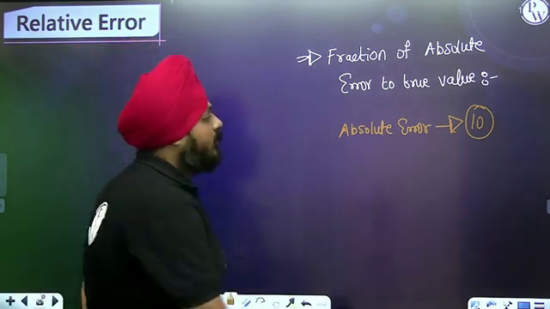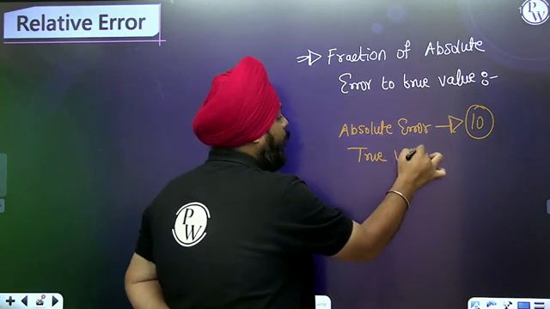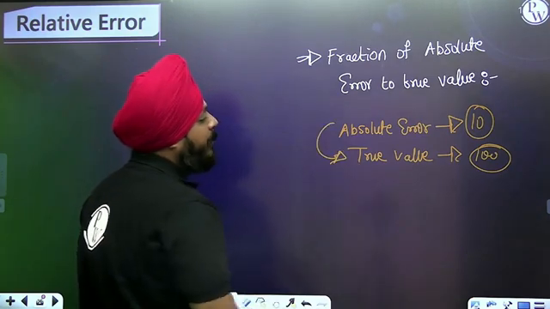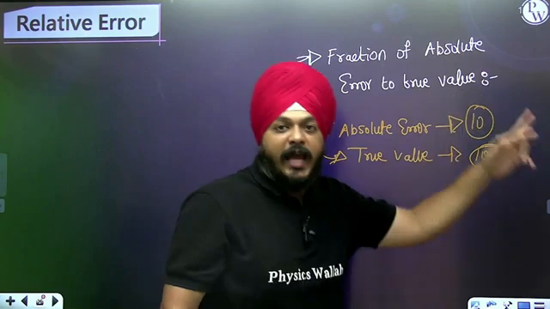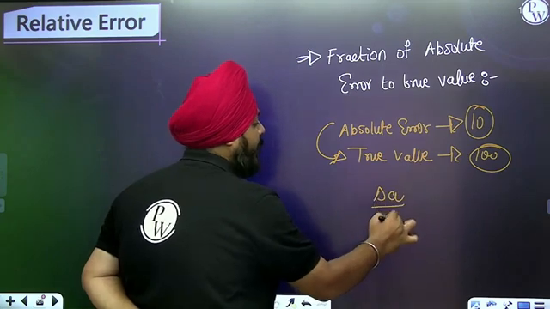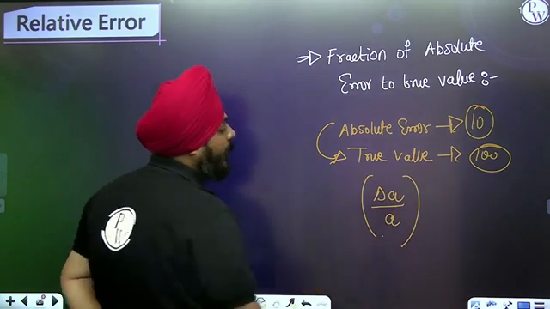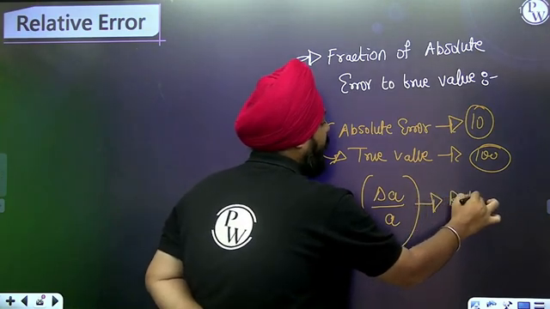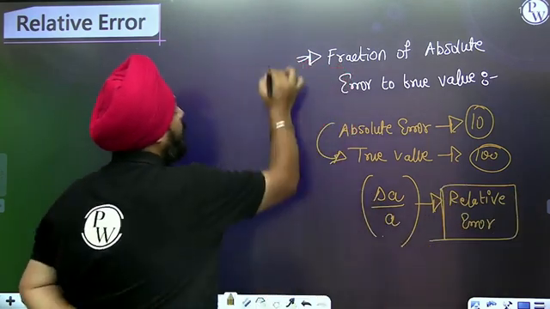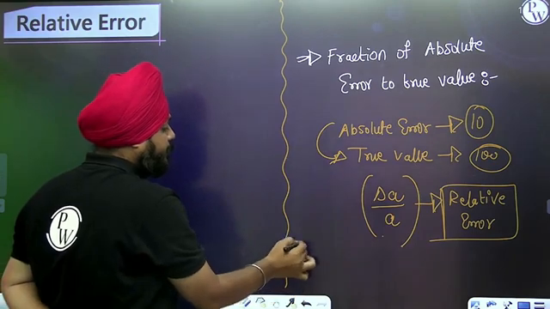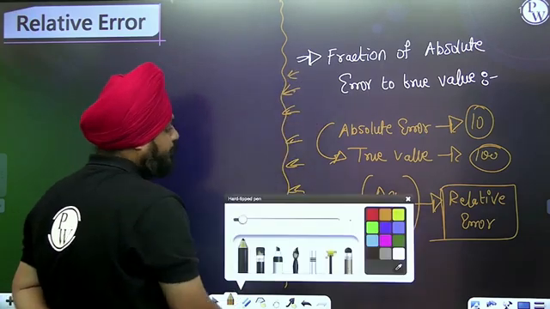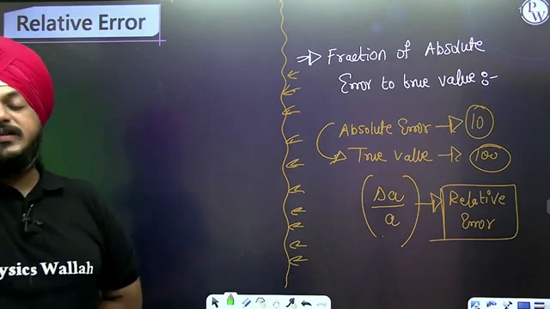Absolute error is 10. True value is 100. This absolute error is what fractional part of the true value? 1/10, 10%. Delta A, the absolute error, as a fractional part of the true value, defines the relative error.